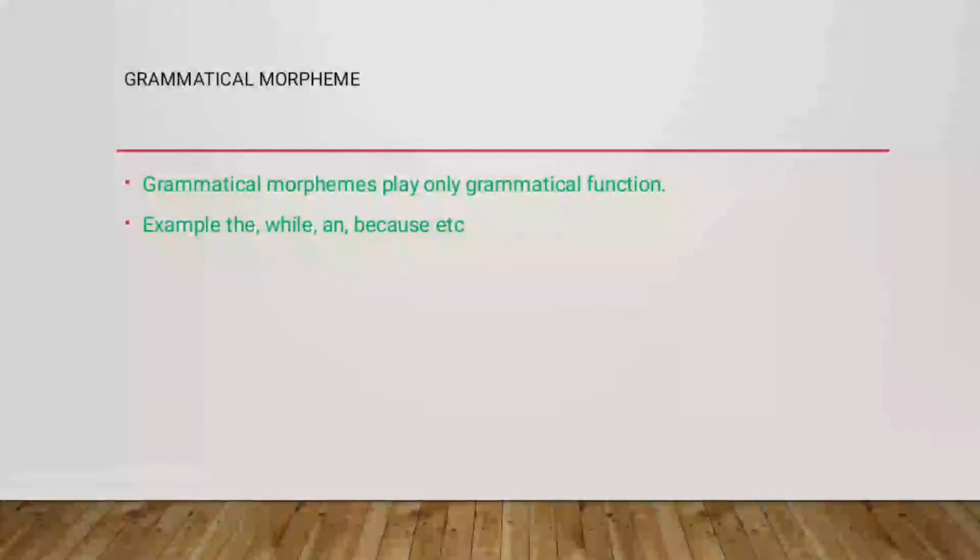When we talk about grammatical or functional morphemes, they are morphemes that play only grammatical functions, in the sense that when they are found in sentences, they give you only grammatical functions, but they do not stand on their own and make complete thought. They only make complete thought when they are found in sentences. Example: while, they, and, because, etc.